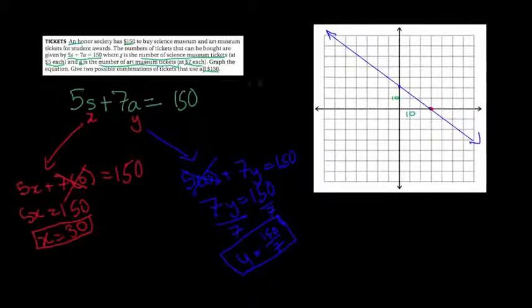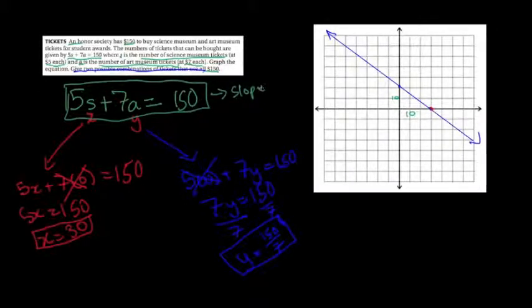And then now the second part of this question says that we need to find 2 possible combinations of tickets that use all $150. So for that, all we're going to need to do is pick out 2 points on this graph that fully satisfy this equation. An easy way to do this is to turn this into slope-intercept form and put this on a graphing calculator.